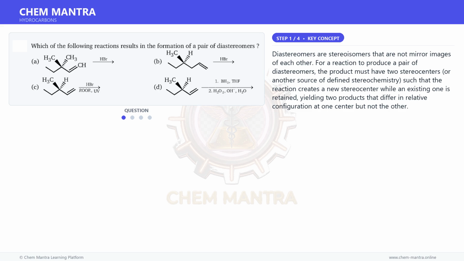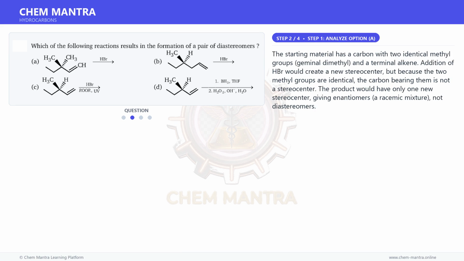Diastereomers are stereoisomers that are not mirror images of each other. For a reaction to produce a pair of diastereomers, the product must have two stereocenters or another source of defined stereochemistry, such that the reaction creates a new stereocenter while an existing one is retained, yielding products that differ in relative configuration at one center but not the other.